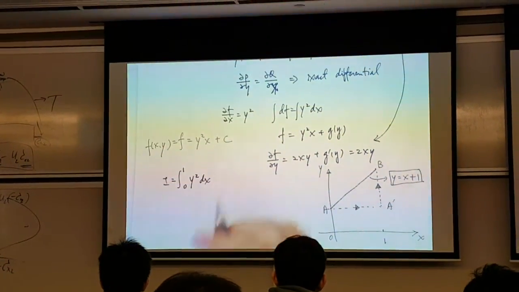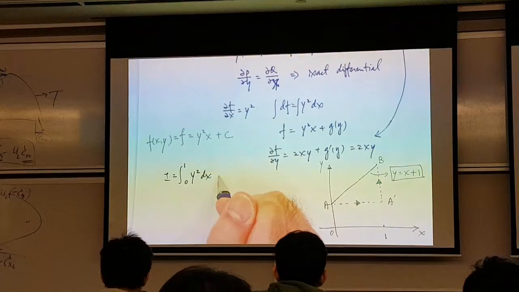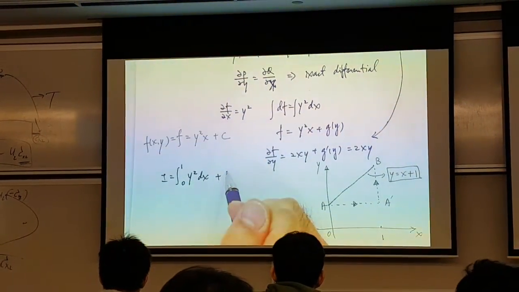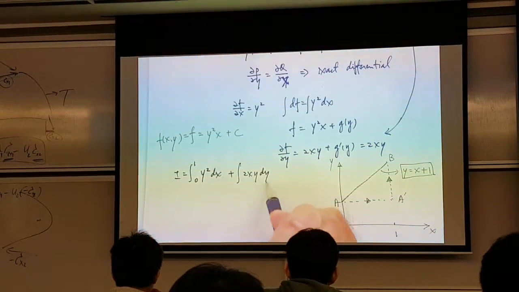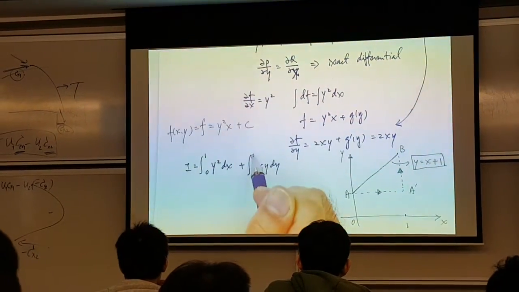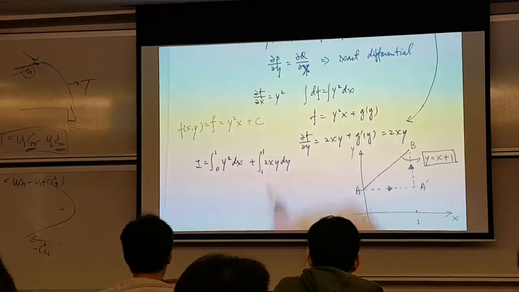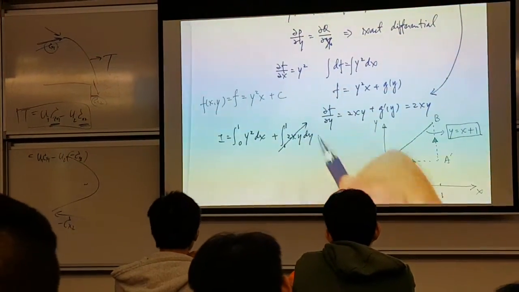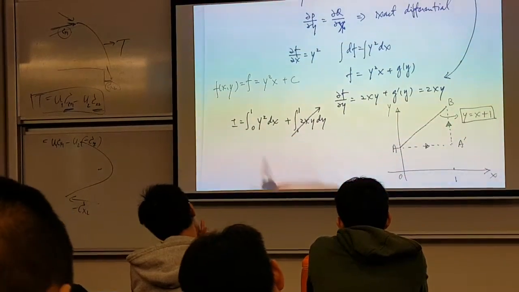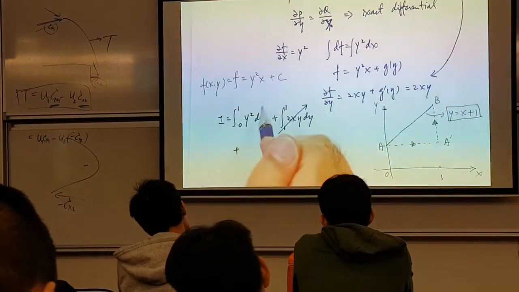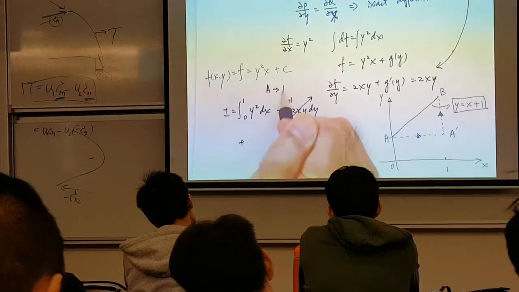Okay, and then of course, when I move along this direction, as I mentioned, I have my 2xy dy, but because my y is from 1 to 1, as a result, I can actually cancel it out. Okay, and then come to the second part. So this is basically A to A prime.